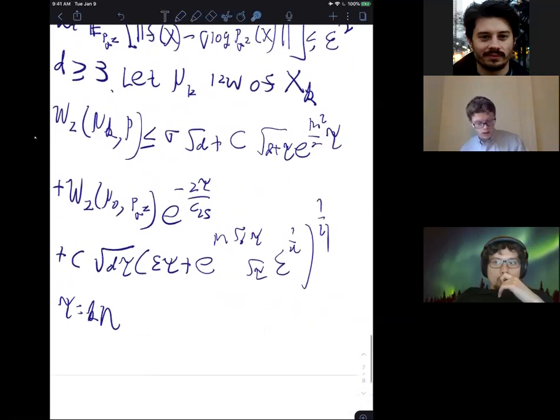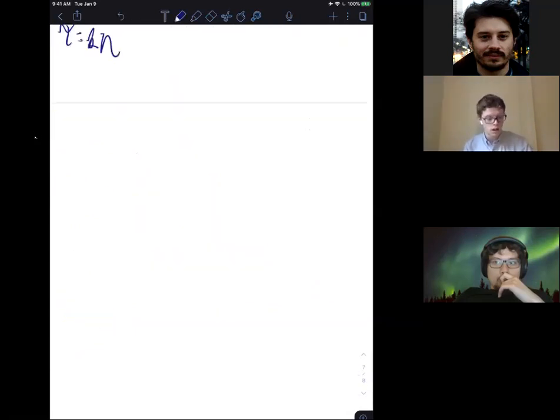Well, this is actually the term that we're going to spend the time on. I think this is the most interesting one, but let's break down where this comes from. First of all, W2 is just a metric. So we have that W2 of mu k p is bounded by four terms, and each one corresponds to a different probability law.